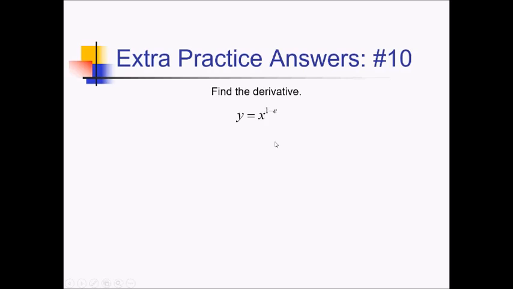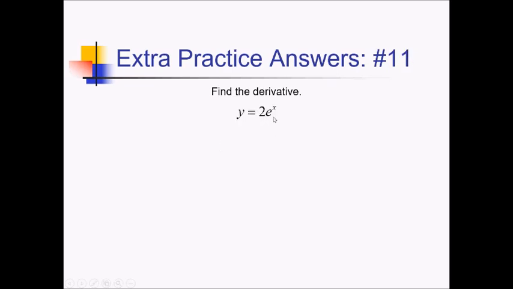For this problem, we're trying to find the derivative of x to the 1 minus e. Now, although this is in an extra practice on derivatives of exponential functions, this is not actually an exponential function. The variable, the x, is in the base, not the exponent. So for that reason, we have to use the power rule instead. So this is going to be our power rule, means we're going to multiply the exponent out here. So this is going to be 1 minus e in the parentheses times x to the whatever this is when you subtract 1. So that would be negative e.